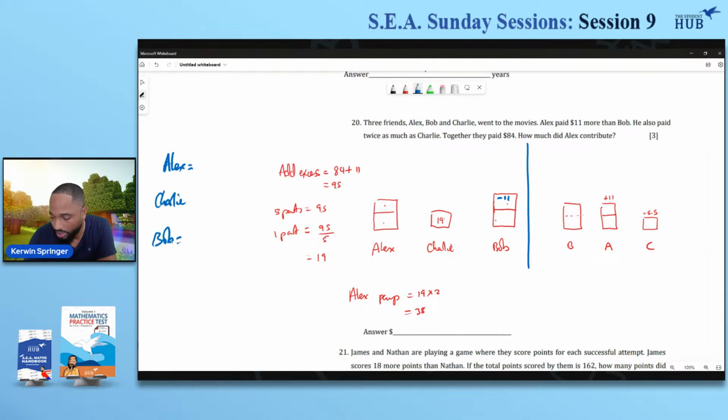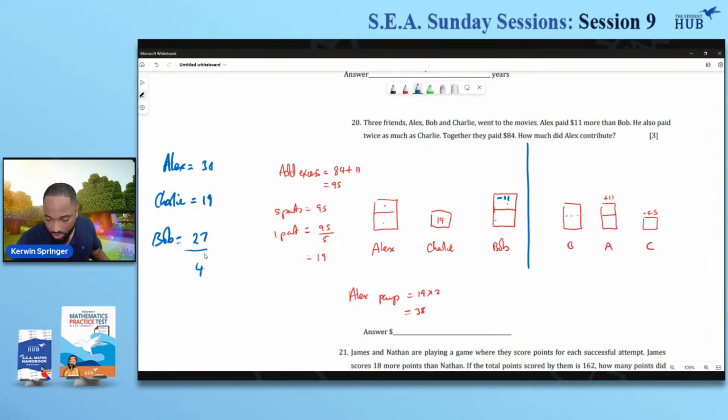Charlie, Bob. I know Alex got 38. I know Charlie got 19. And I know Bob will get 38 minus 11, which is how much, class? Would that be 27? Let me see if this makes sense. Alex paid 11 more than Bob? Yes. He also paid twice as much as Charlie? Yes. And altogether, does this add up to give me $84? 9 and 8 and 7.